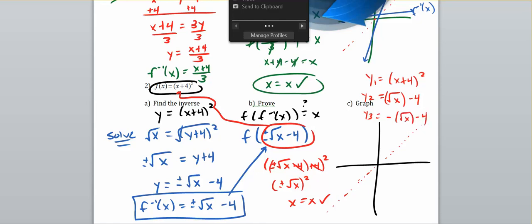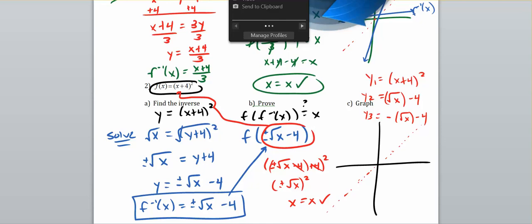All right, so make sure for this one it's a little bit different because you have to do 3 things. Your original, your y1 is just parentheses x plus 4 squared. Your y2 is square root of x, close the parentheses minus 4. And then your y3 is negative square root of x, close your parentheses minus 4.